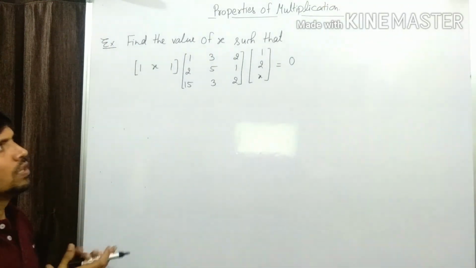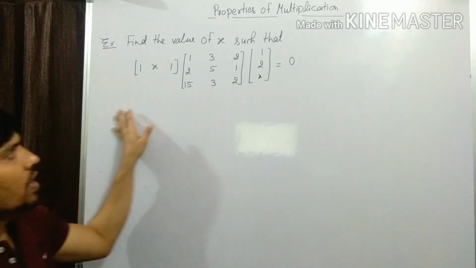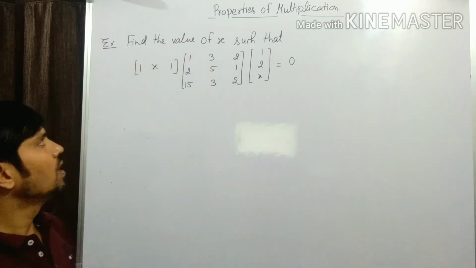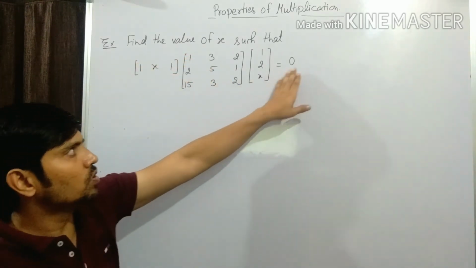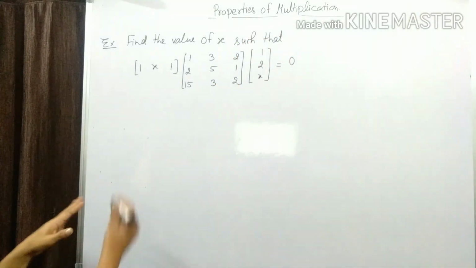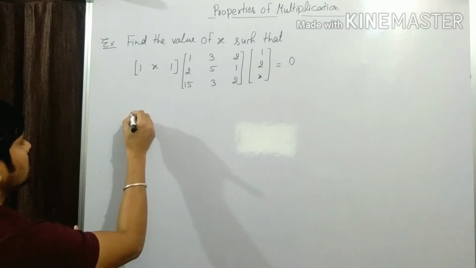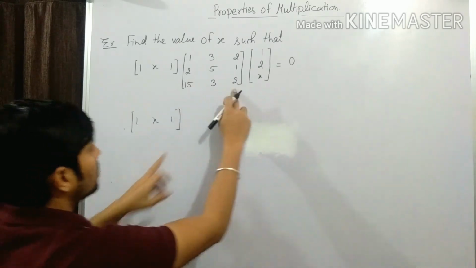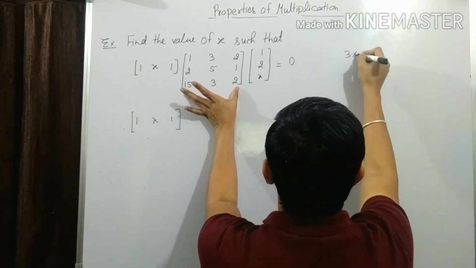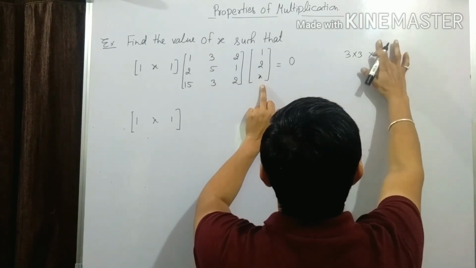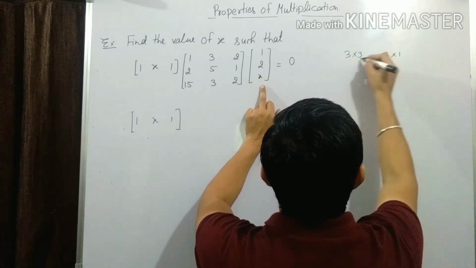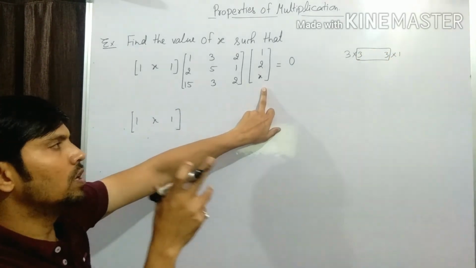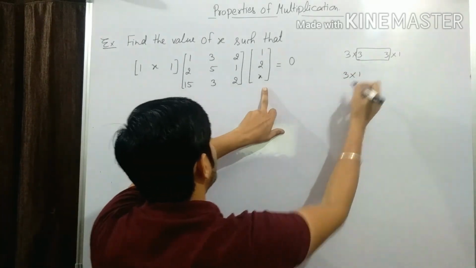In order to use the multiplication, I have taken an example where we have to find the value of x such that this into this into this equals 0, which means the null matrix. So what will we do? Firstly, we have to multiply all three matrices. So I will leave this and multiply these two matrices first. The order of this matrix is 3 cross 3, and the order of this matrix is 3 cross 1. The number of columns of the first matches the number of rows of the second, so the multiplication is possible and the order will be 3 cross 1.